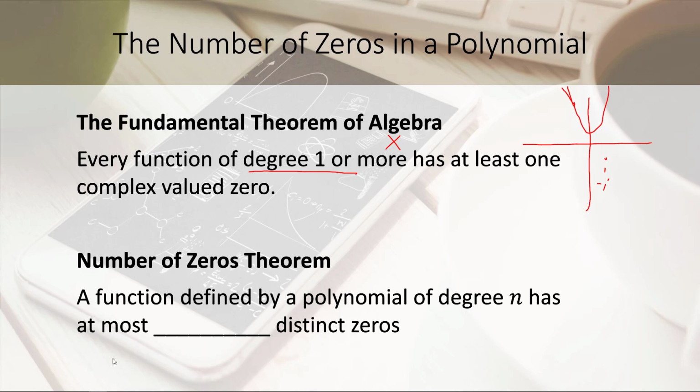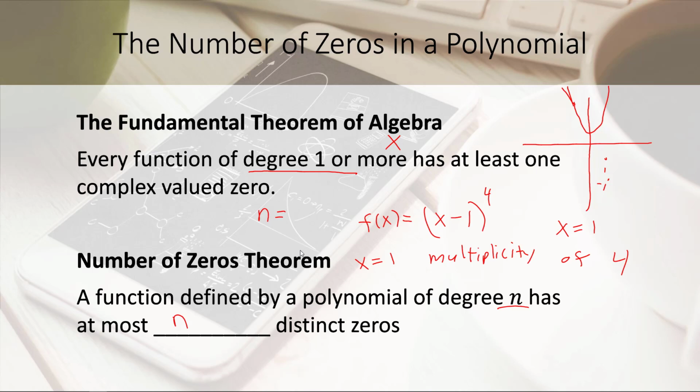Furthermore, the other important theorem is the number of zeros theorem, and this pretty much says that if you have a function defined by a polynomial of degree n, then that function will have at most n distinct zeros. Now, it turns out that the function will have exactly n zeros, but those zeros may share a common value. For example, here we have 4 zeros, but they're all at the exact same point, so there's only one distinct 0. But it is possible to have as many as n distinct zeros. What you cannot have is, say, n plus 1 distinct zeros. A polynomial of degree n cannot have n plus 1 distinct zeros.